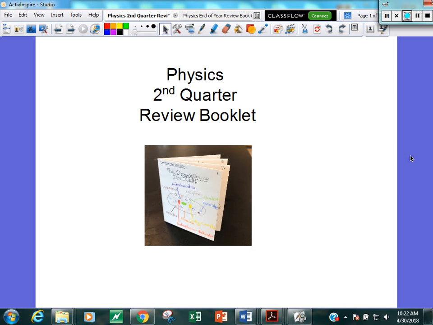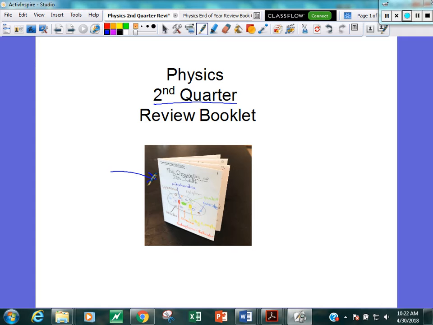Okay guys, today we're going to make another review booklet for physics. We're going to do this review booklet on the second quarter, so stuff we learned in second quarter. It looks kind of like this, the little booklet that you fold. If you don't know how to make it, I can help you fold one. But you got to have this information on it.